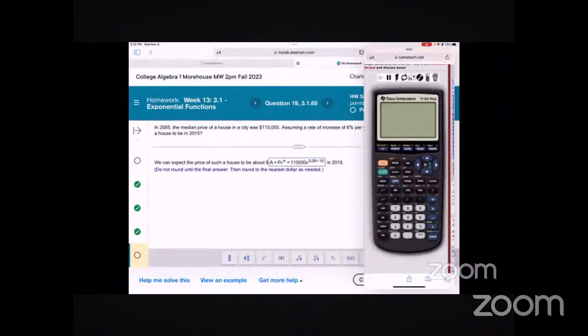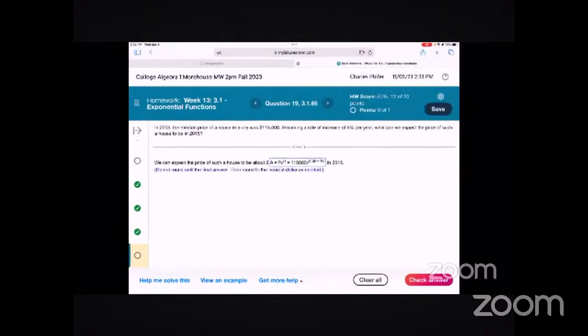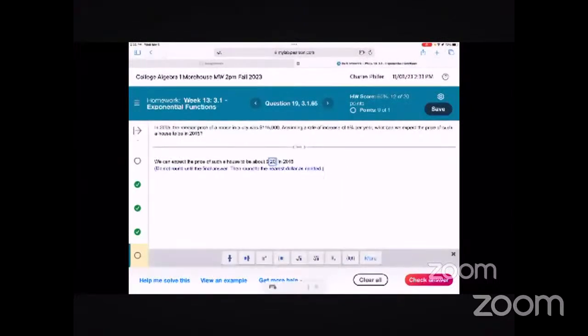We'll do our 115, 1, 2, 3. E is second S. The rate is 0.06 times 10 years. Close parentheses. Round to the nearest dollar. The nearest dollar is going to be a 4. So it's $209,544. Nearly double.